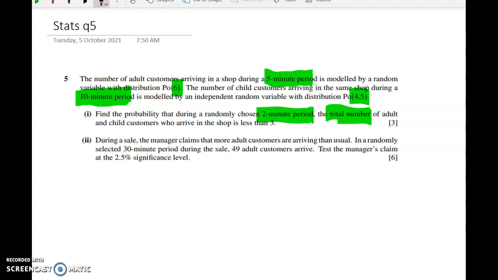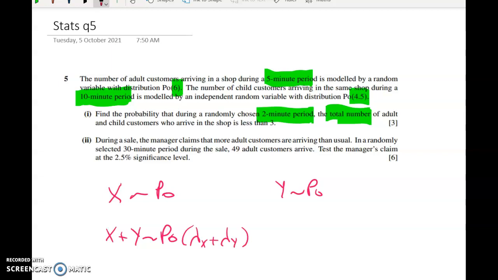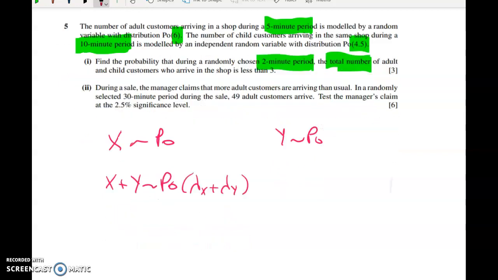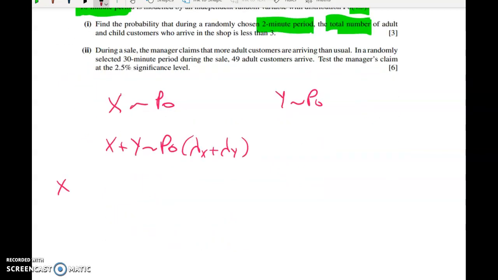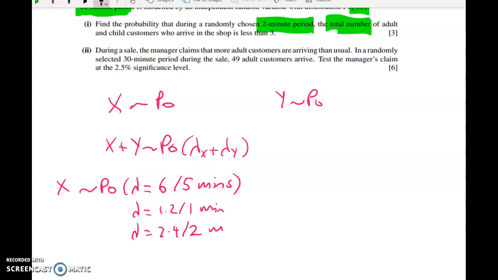So a couple of you forgot that there's a really cool feature of Poisson distributions that we proved in class, which is that if we've got x is Poisson and y is Poisson, then x plus y is also Poisson, and the lambda will be lambda x plus lambda y. So that makes this question much easier. Then all we've got to do is figure out the appropriate lambda for a 2-minute period. So let's let x be the adults. So x is Poisson with lambda is 6 per 5 minutes. So lambda is going to be 1.2 for 1 minute, and lambda will be 2.4 for 2 minutes.